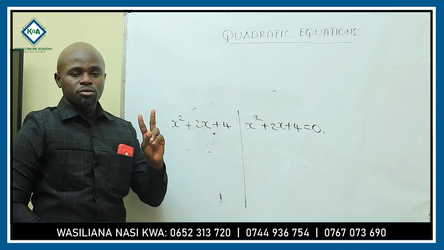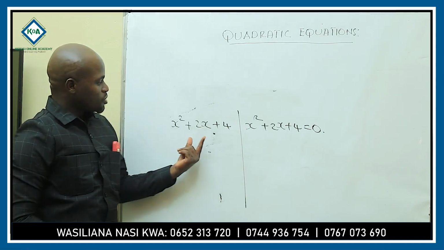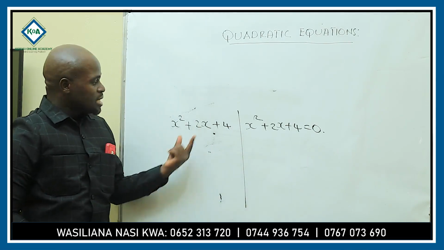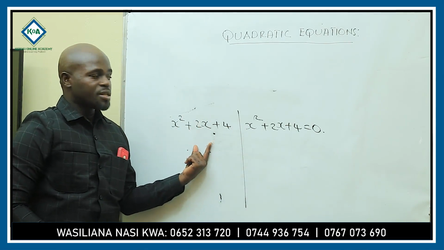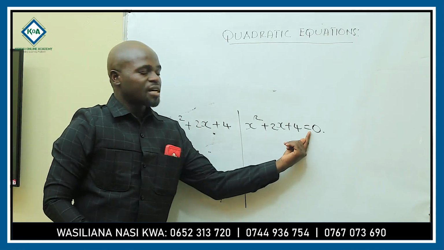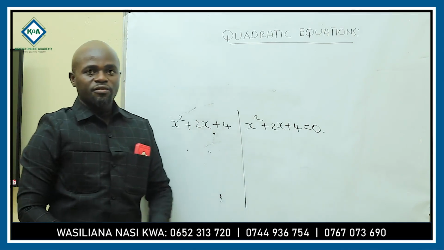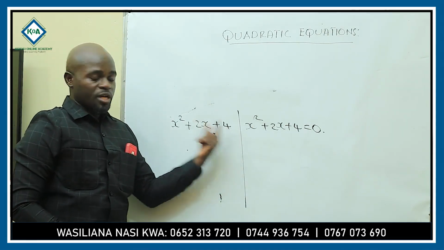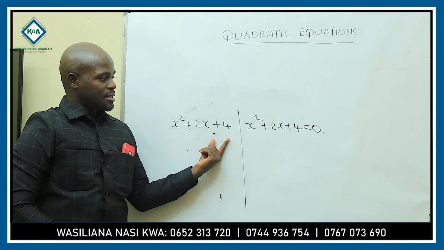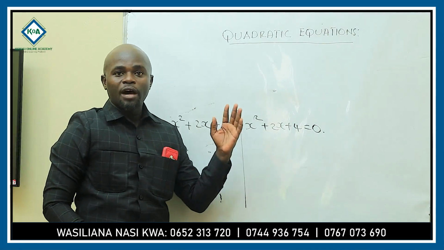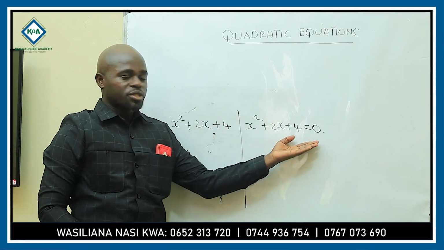So we have only two differences between a quadratic expression and a quadratic equation. The first difference is that in a quadratic expression, there is no equal sign, but in a quadratic equation, there is an equal sign. The second difference is that in a quadratic expression, there is only one side, but in a quadratic equation, we have two sides.